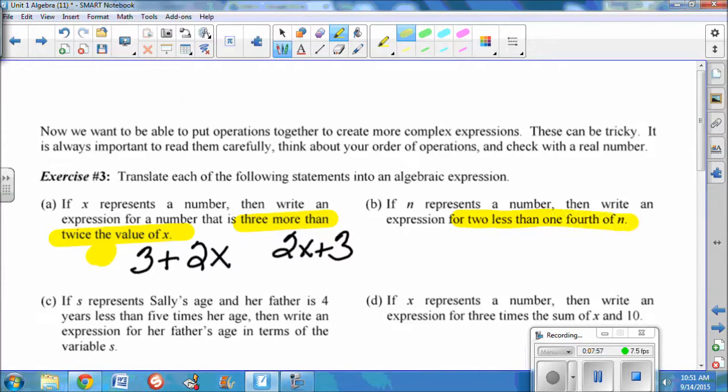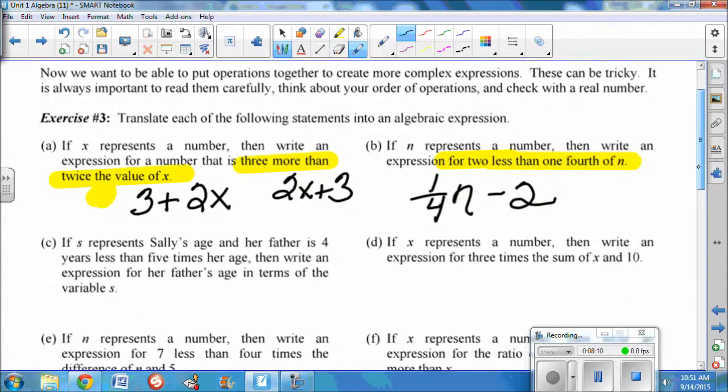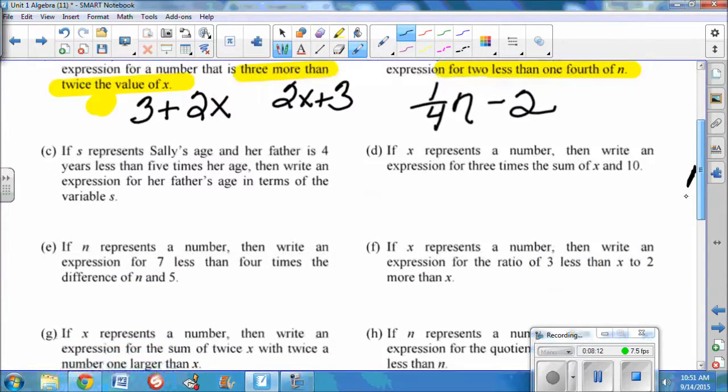If n represents a number, then write an expression for 2 less than 1/4 a number. That less than indicates subtraction. Okay. This one, the order absolutely does matter. 1/4 a number, 2 less than that. So subtract 2. Must be in that order.